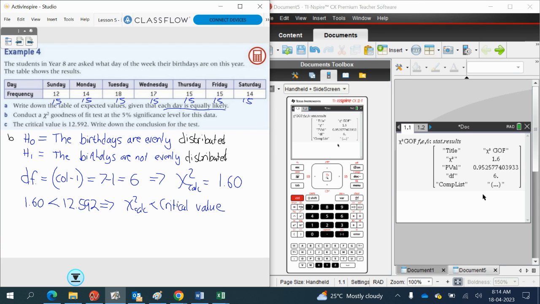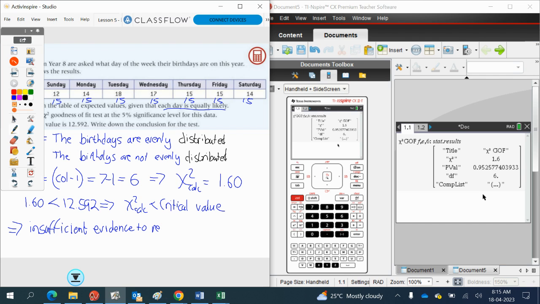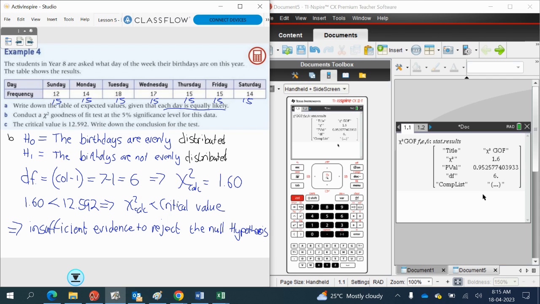That means the amount of variation in the data is within expected boundaries. So in that case, we therefore say that there is insufficient evidence to reject the null hypothesis. Which implies that birthdays are evenly distributed.